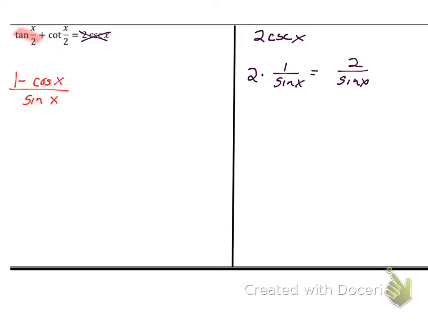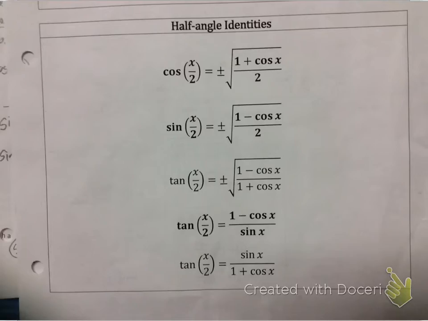Okay, so the only thing I've left is cotangent. The problem with my cotangent x over 2 is if I look at my identity sheets, I don't actually have one that says cotangent. So then we have to go back to the definition of cotangent. It's just the reciprocal, so we can just flip what we have here. So if tangent x over 2 equals 1 minus cosine x over sine x, we can rewrite that using cotangent as cotangent x over 2 is equal to sine of x over 1 minus cosine of x.